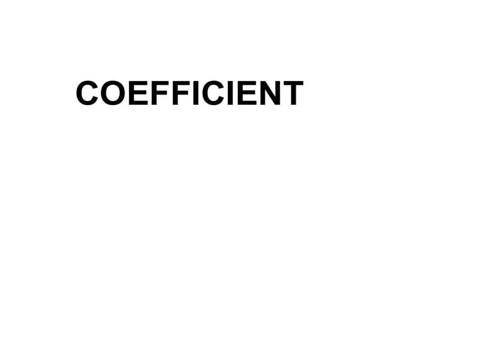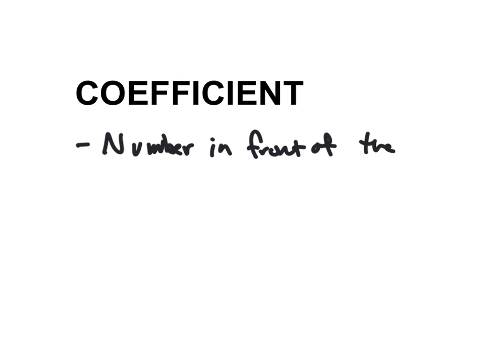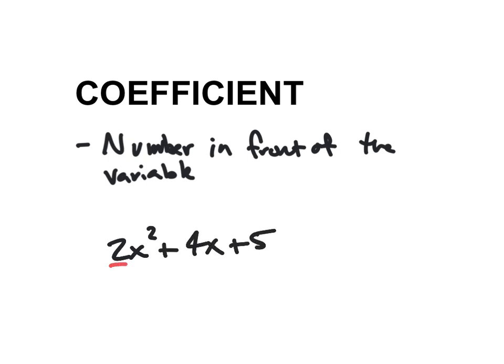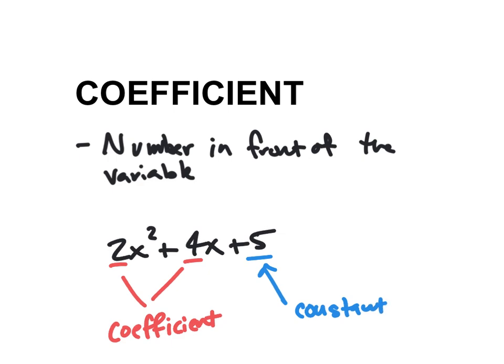Let's talk about the word coefficient. Coefficient is the number in front of the variable. So if I use 2x squared plus 4x plus 5, my coefficients are going to be 2 and 4. All right, coefficient. And the 5 is not a coefficient. This is a constant, okay? So that's different, all right? A coefficient has to be attached to a variable.